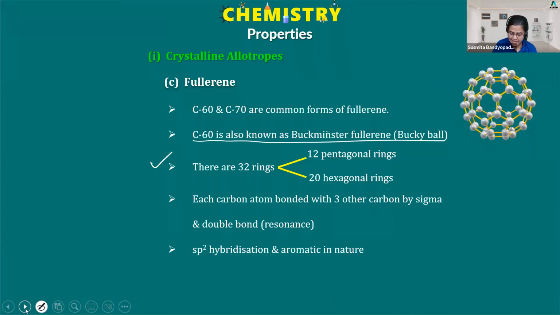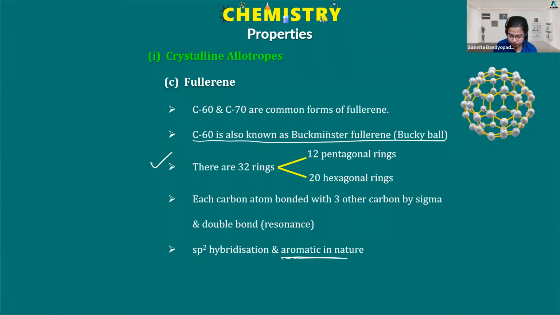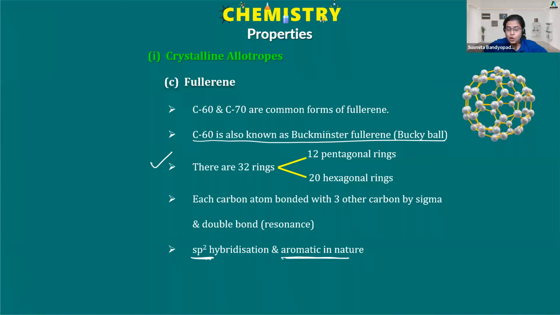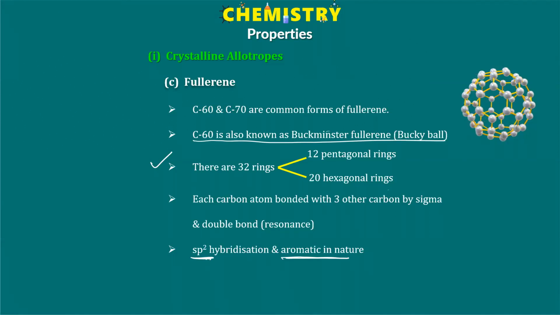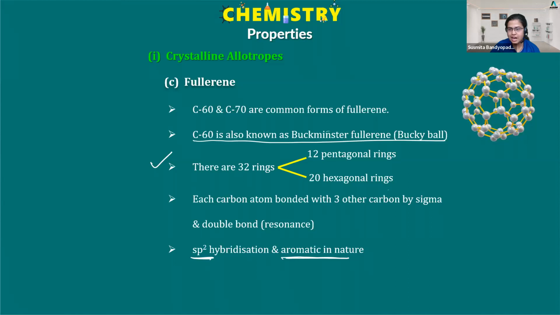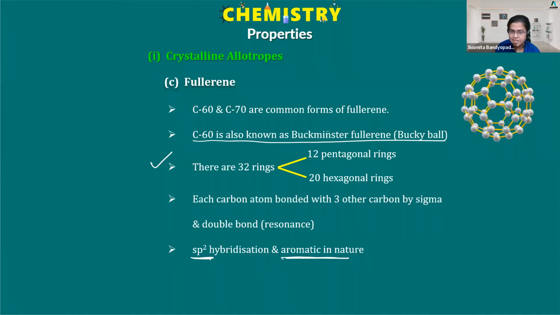So it's aromatic in nature and sp2 hybridized. What is Huckel's rule? Who will quickly tell me about Huckel's rule? 4n plus 2 pi electrons. Out of a lot of criteria for aromaticity, the molecule must be cyclic, planar. There should be 4n plus 2 pi electrons present.